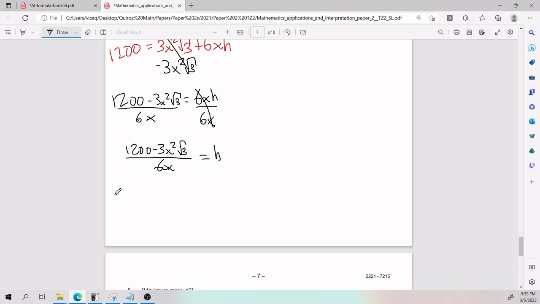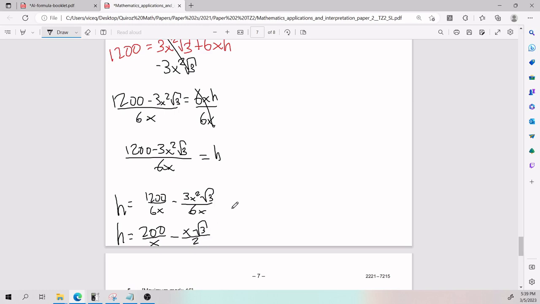If I want to keep on simplifying, well, first of all, I'm going to put h on the other side because I'm picky. But also, I can split this fraction in 2, actually. And I end up with 1200 divided by 6x, minus 3x squared square root of 3 over 6x. I split it in 2 just because visually it's more appealing, but also for simplifying, I find that it's easier. And so on the left side, I'm going to end up with 1200 divided by 6, 200. So 200 divided by x. And for this other guy, I end up with just 1x on top, square root of 3 divided by 2.